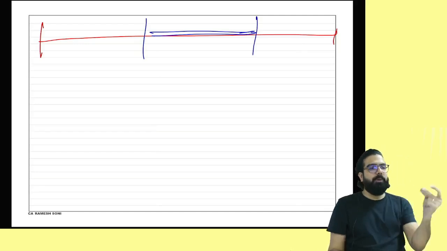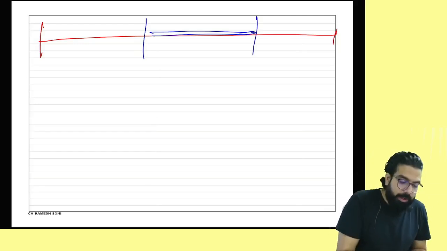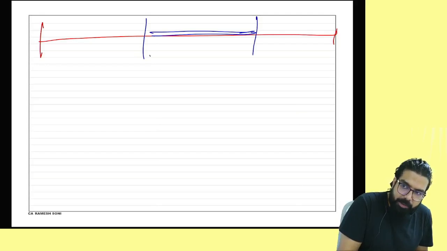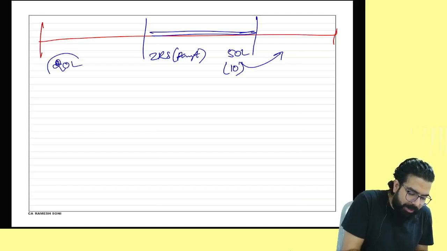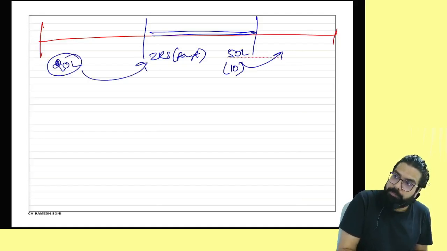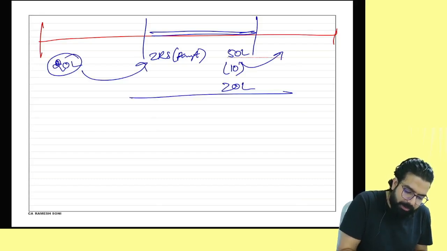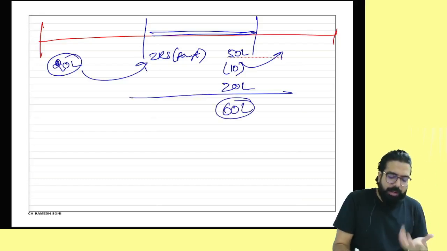Everyone tell me one thing. Everyone over here, people watching at home, people over here. Tell me one thing. I went ahead and received zero rated supply ka payment. 50 lakh rupees. Okay? 10 lakh is for the next month. What to do? Minus 20 lakh rupees I had received earlier, service provided now. How much will be my services?